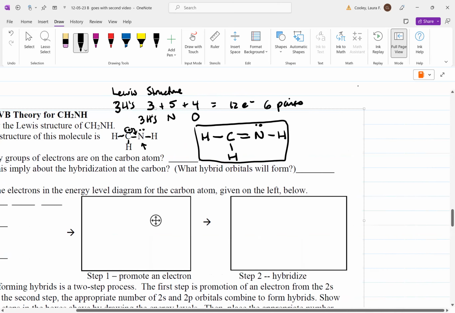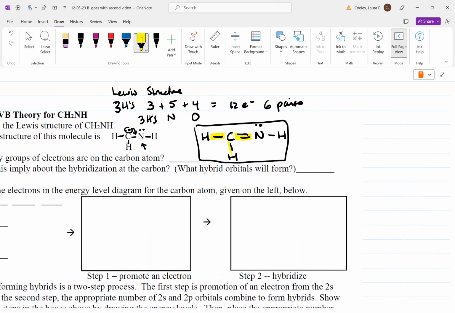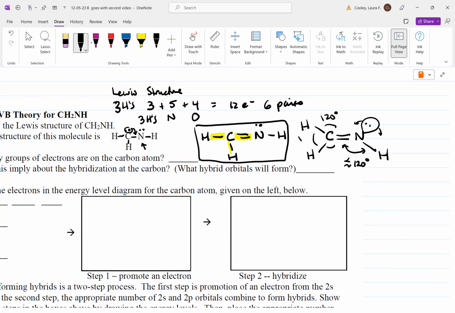Because we know when we have 3 groups of electrons like we have here, that's going to be a trigonal planar arrangement. So we're going to have 120-degree angles. And then we'll have a lone pair going in that direction. So this is all 120-degree angles. This angle is a little bit less than 120. Why? Because the lone pair kind of squeezes down on the other bonds because it takes up more room. But all of these are going to be 120 degrees.